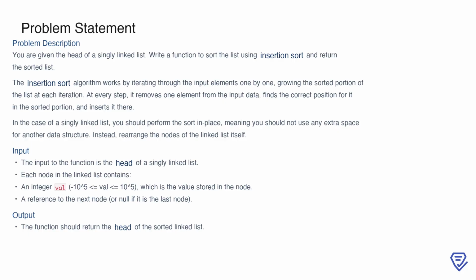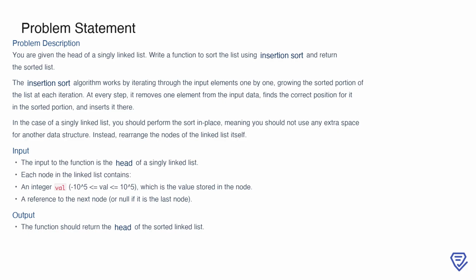Now, how does insertion sort work? It operates by iterating through the elements one at a time, progressively building a sorted portion of the list. At each step, one element is removed from the unsorted portion, its correct position in the sorted portion is determined, and it is inserted there.